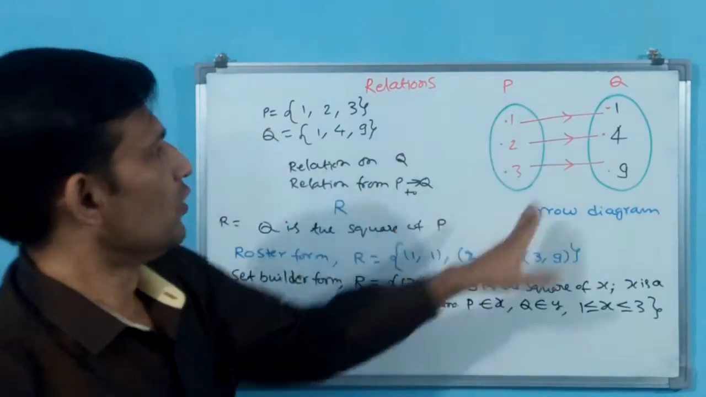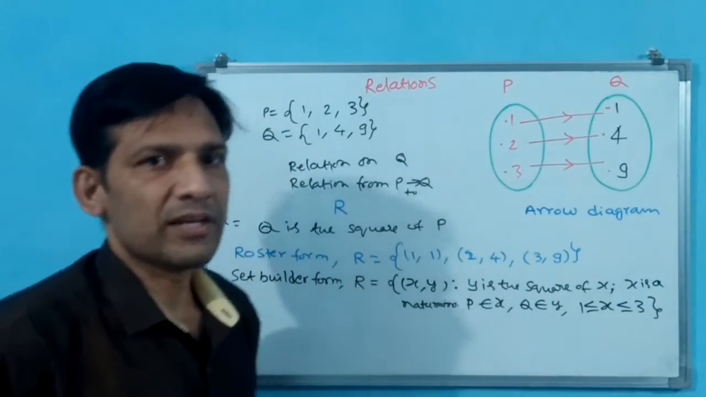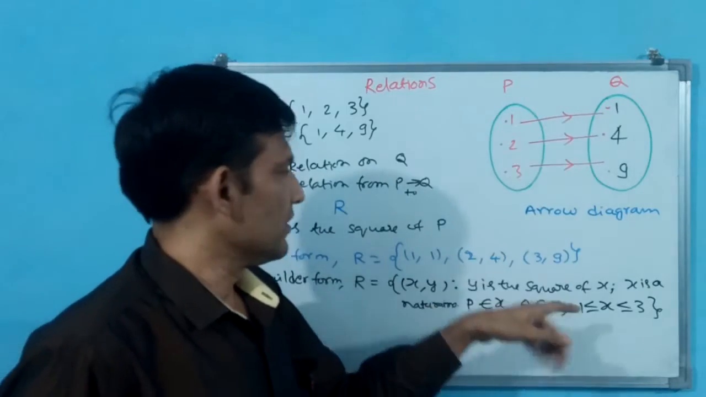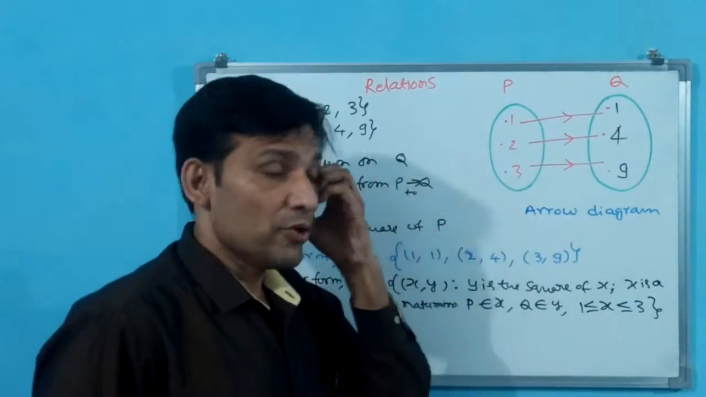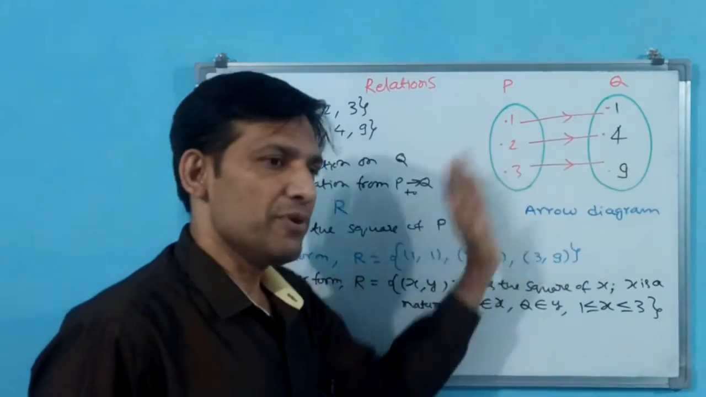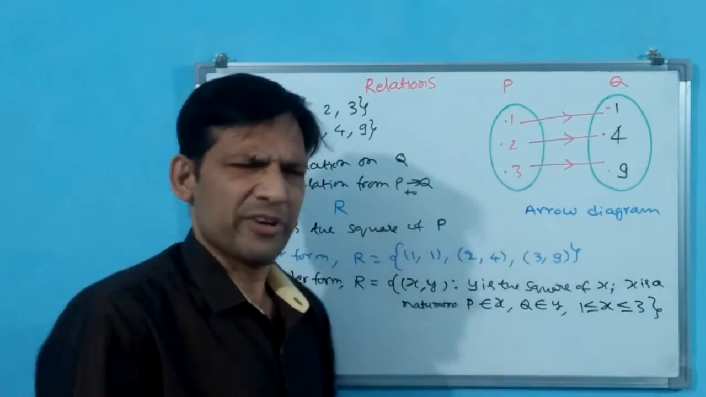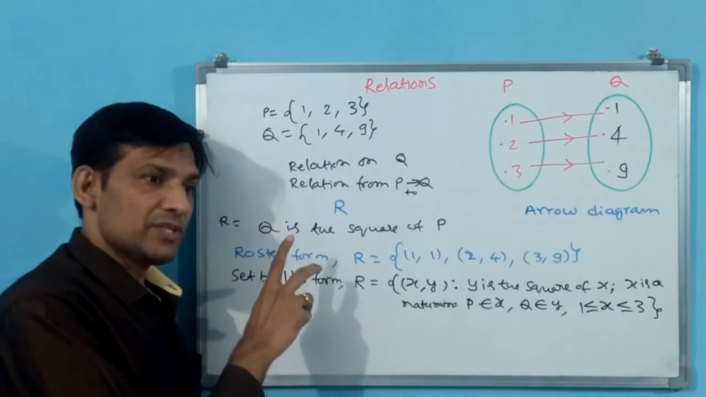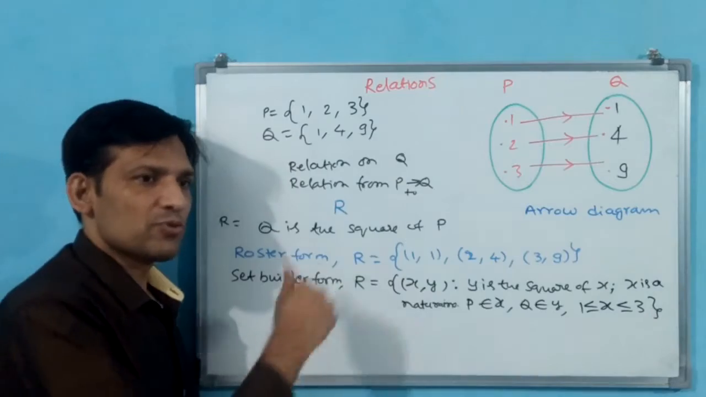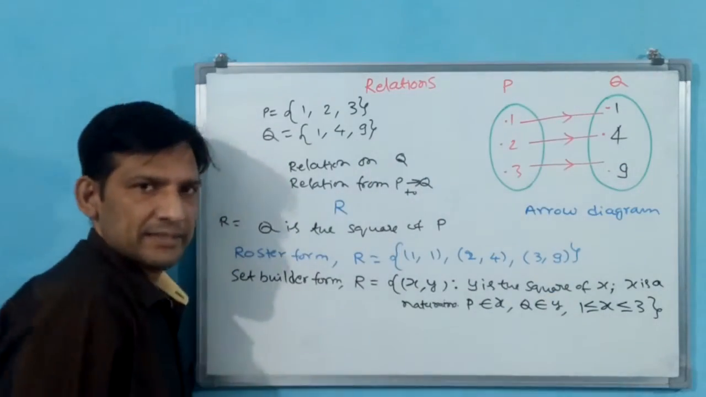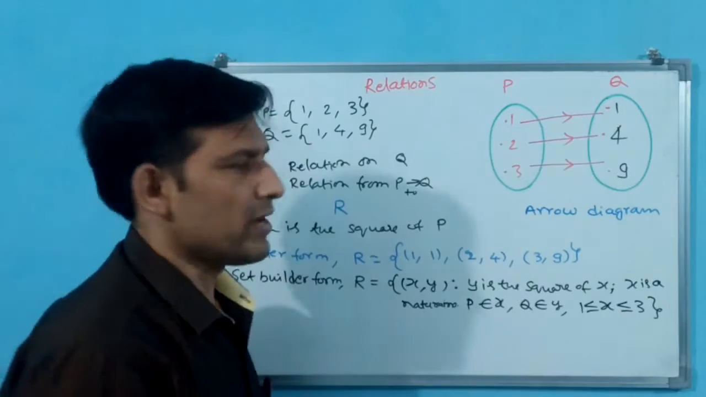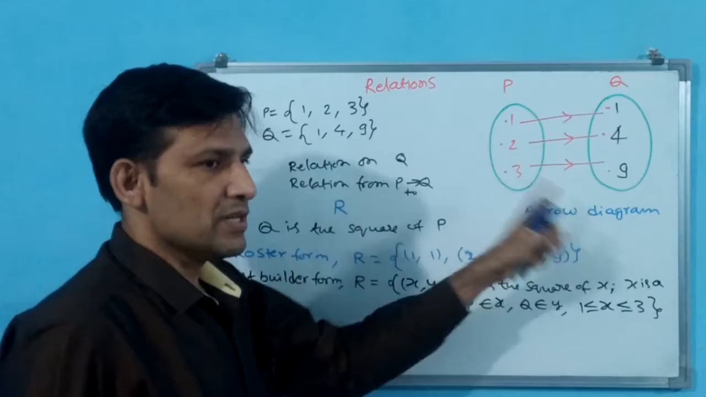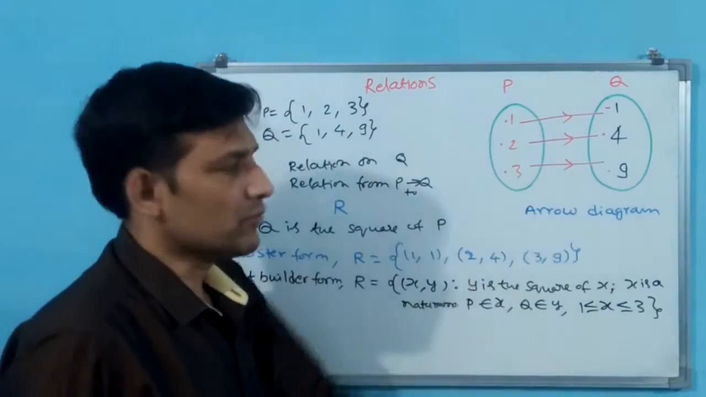I have told you, 2 circles will come. Circles are ellipses. X elements will come in P or A, and Y elements will come in Q or B. Here it may be A or B, P or Q, whatever it may be, according to the question. For a relation from s to t, s will come on one side and t on that side. Like that we have to draw the arrow diagram. Arrows are from left side to right side. That means P to Q, A to B, S to T, X to Y.